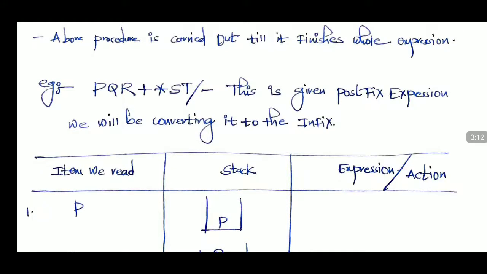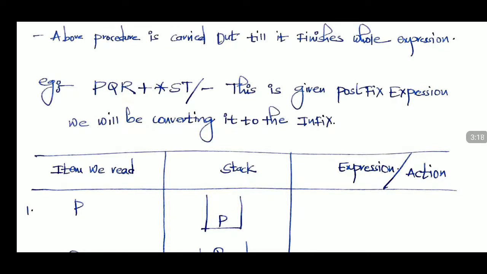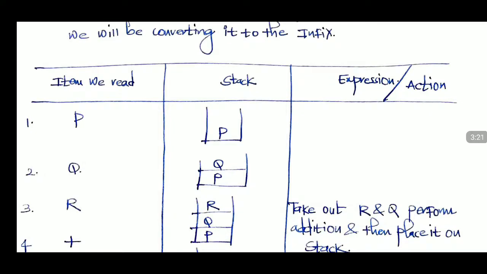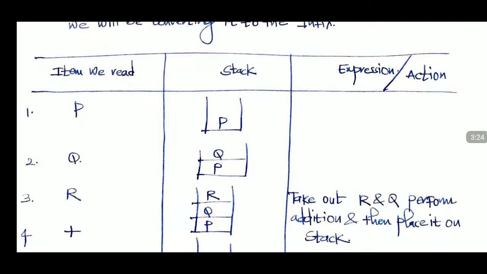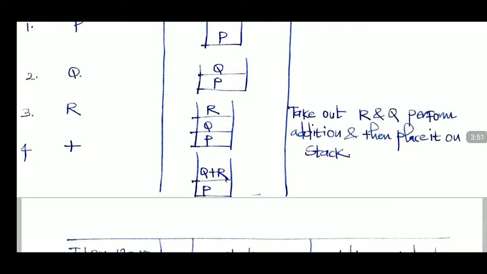Next, while reading the postfix expression, we encounter a plus, that is an addition operator. As I told earlier, once we encounter an operator, we take out two operands from the stack and perform the desired operation. So here I take out R and Q and perform the addition as Q plus R, and we put this Q plus R back on top of the stack.